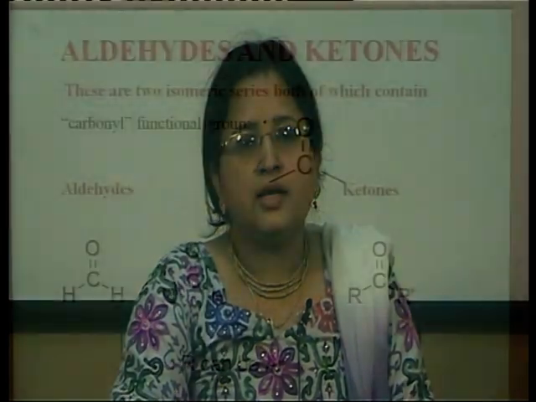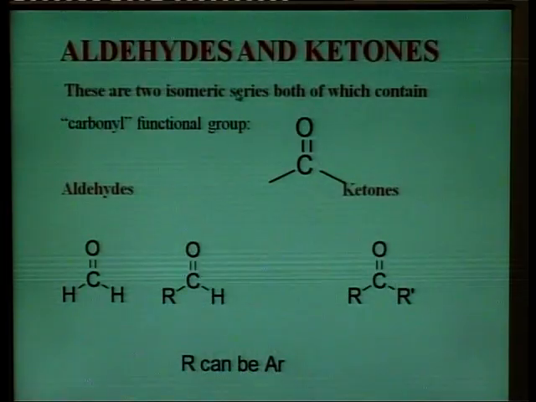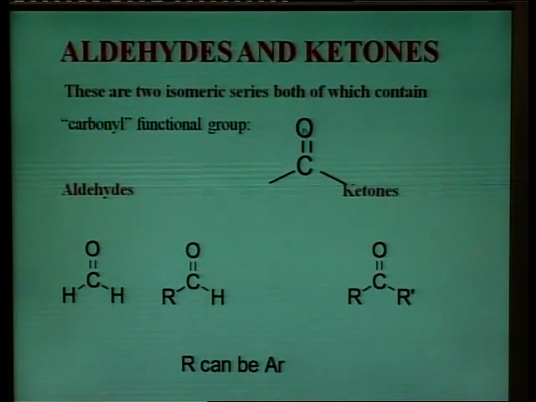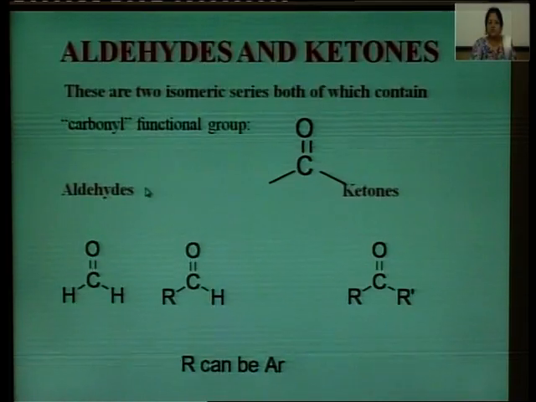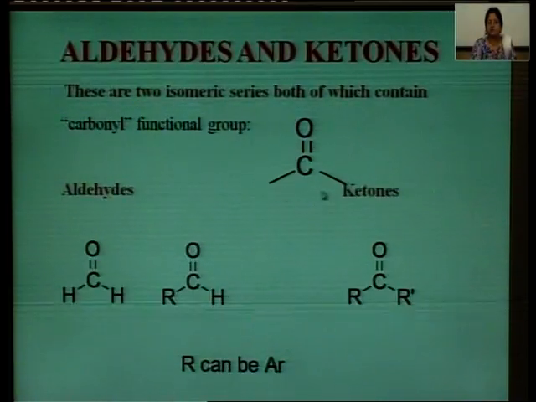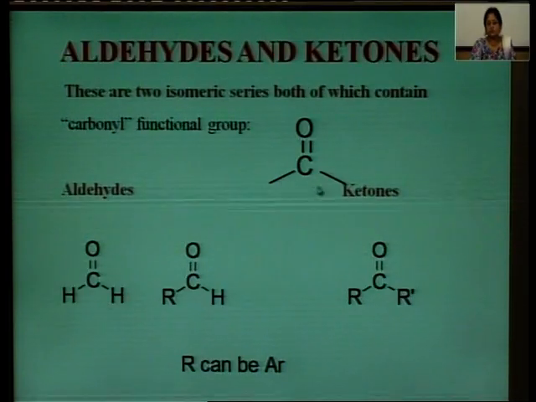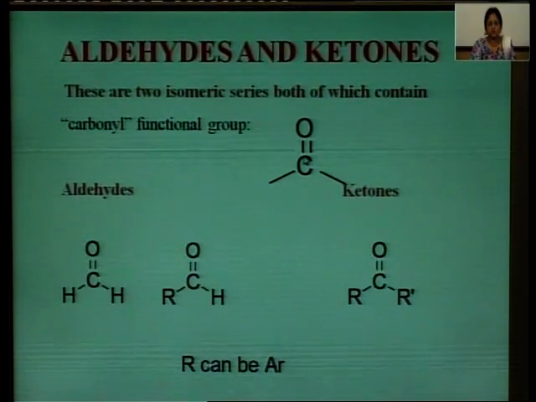Today the topic of my discussion is aldehydes and ketones. The aldehydes and ketones are two isomeric series, both of which contain the carbonyl functional group. This is the carbonyl functional group. Aldehydes and ketones differ from each other depending upon the nature of the two substituents which are attached to the carbonyl functional group.